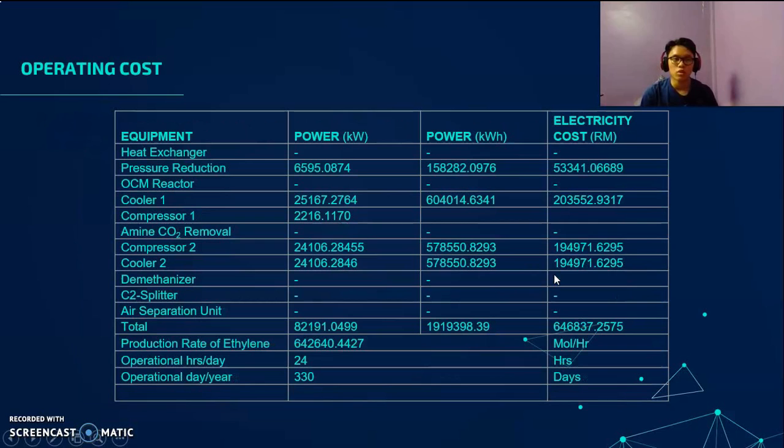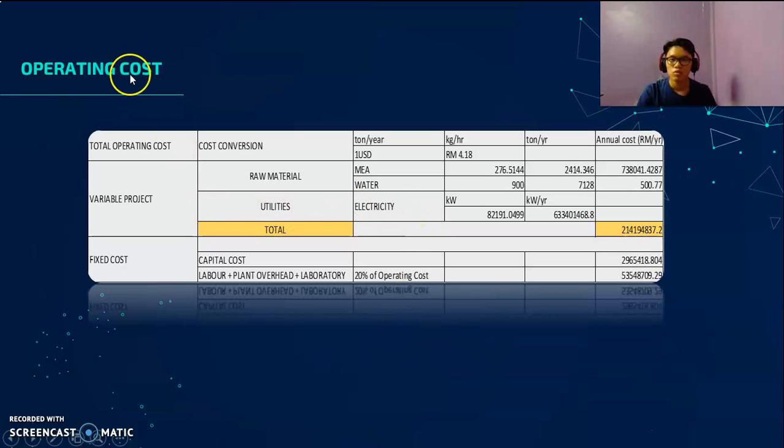So moving on to the operating cost. Each of our units needs to operate by year. Our operation will take 330 days per year, operating 24 hours. So this is the heat exchanger, process reduction. We use power here, and also electricity cost. This is all the equipment we are using, and some of them use power and some use reaction. So this is the total electricity cost in ringgit, and this is the production rate of ethylene.